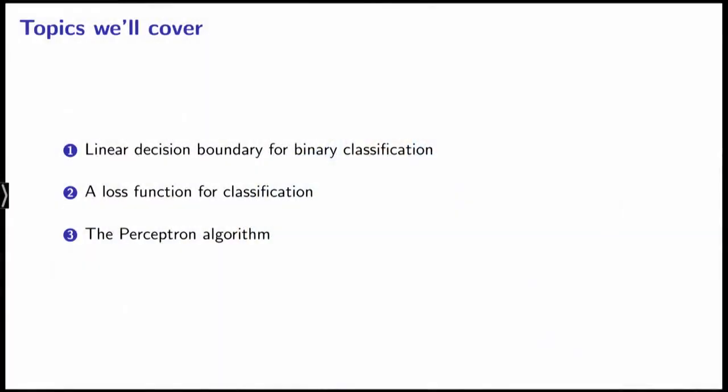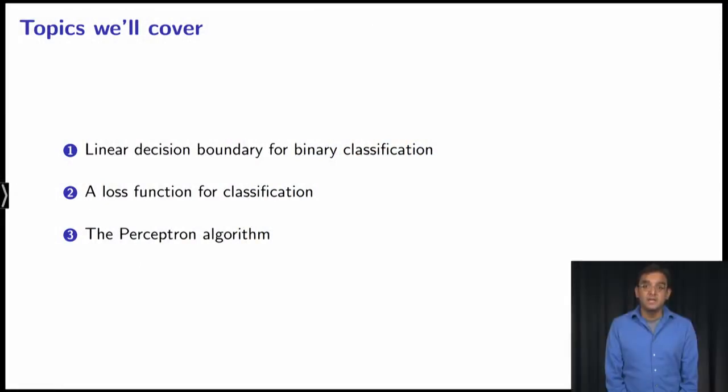So we'll talk about binary classification and how it might be solved using a linear separator. We'll define a suitable loss function for classification, and then look at a stochastic gradient descent procedure for it, and this will yield the perceptron algorithm.